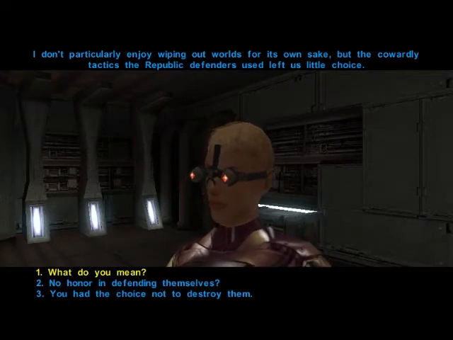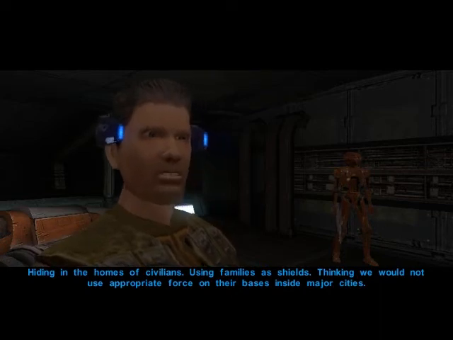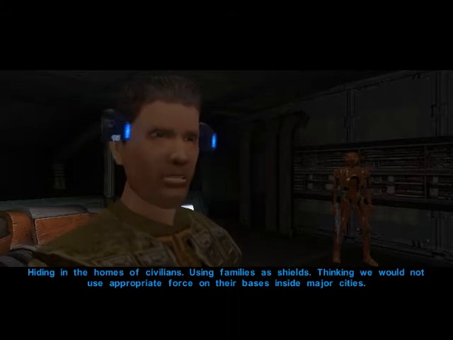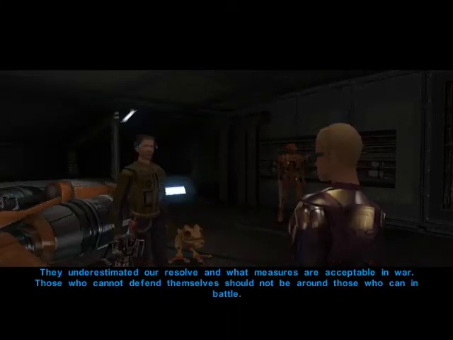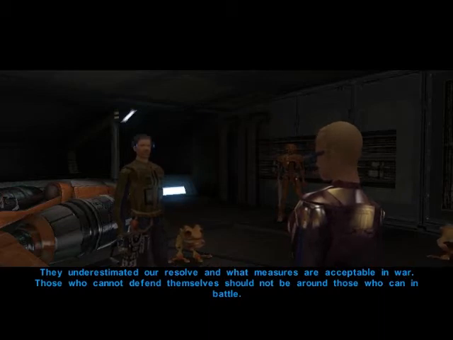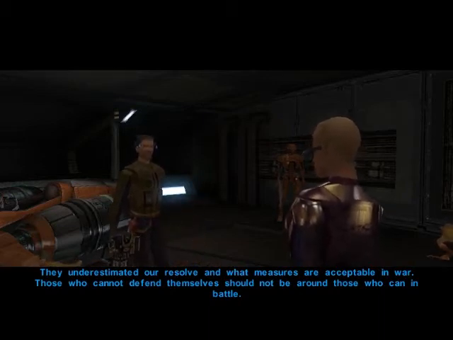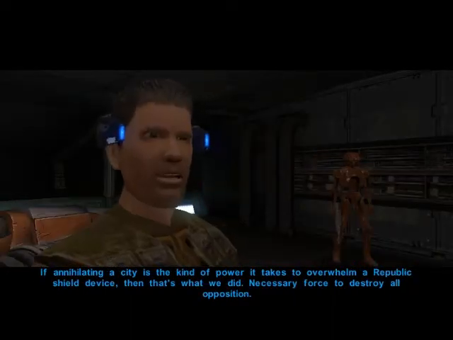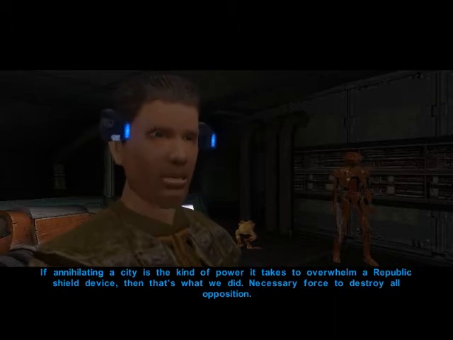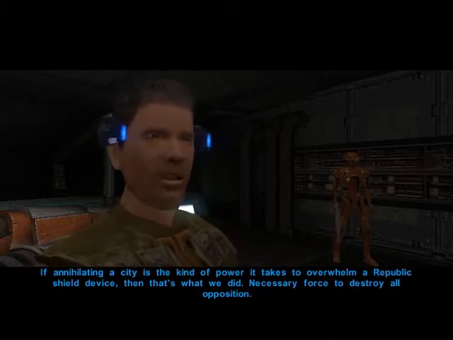What do you mean? Hiding in the homes of civilians, using families as shields, thinking we would not use appropriate force on their bases inside major cities. They underestimated our resolve, and what measures are acceptable in war. Those who cannot defend themselves should not be around those who can in battle. If annihilating a city is the kind of power it takes to overwhelm a Republic shield device, then that's what we did. Necessary force to destroy all opposition.